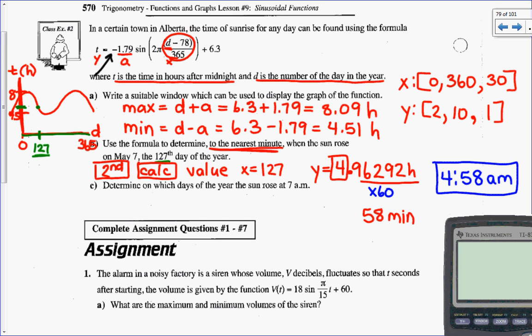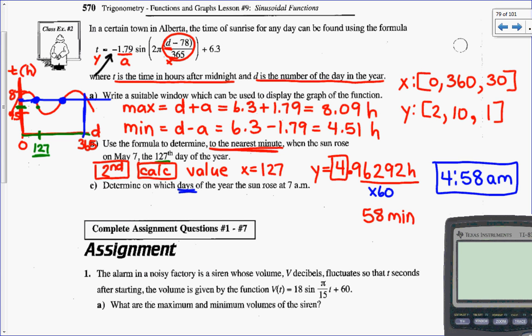All right, and now C is asking determine on which days of the year, days plural, the sun rose at 7 o'clock in the morning. Well, on our scale here, 7 o'clock in the morning would be right about here, and we want to know, what days of the year did that happen? So this point and this point, and then this is actually starting the whole cycle all over again. So we just want these 2 points.